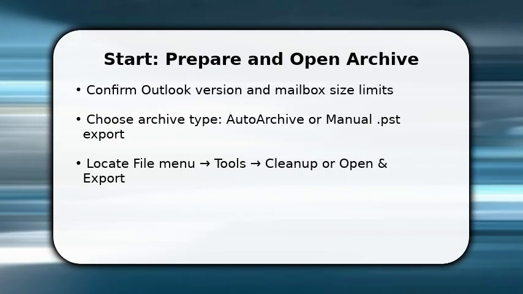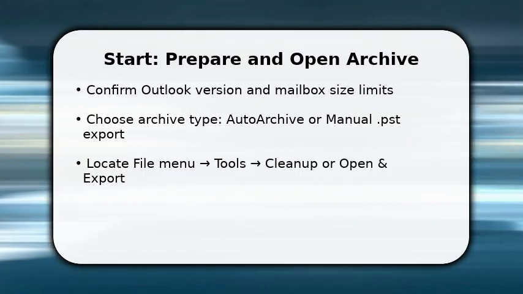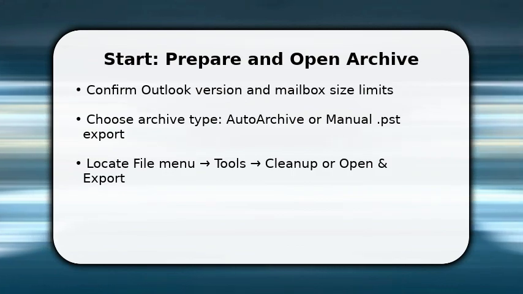Open Outlook, go to File, then either Cleanup Tools or Open and Export depending on your build. Once done, select the account or folder you want archived so you don't move unintended items. This first setup step ensures the rest runs smoothly and predictably.